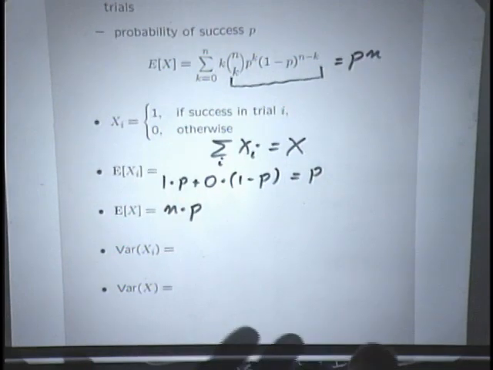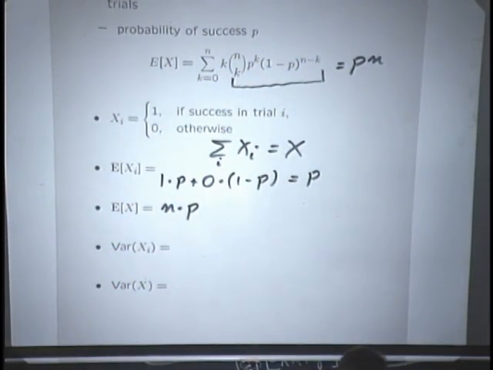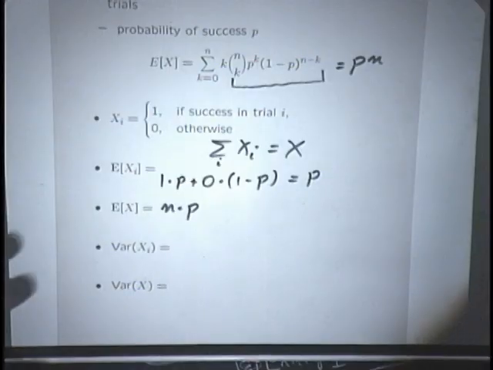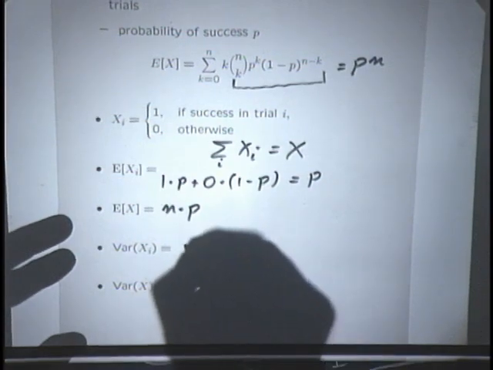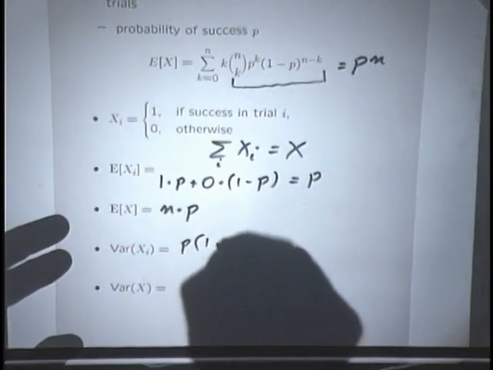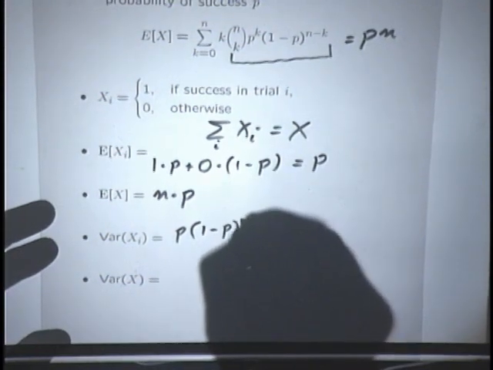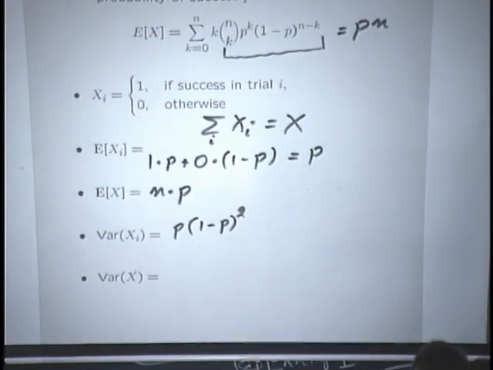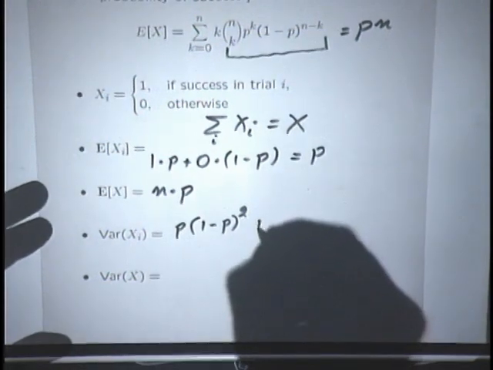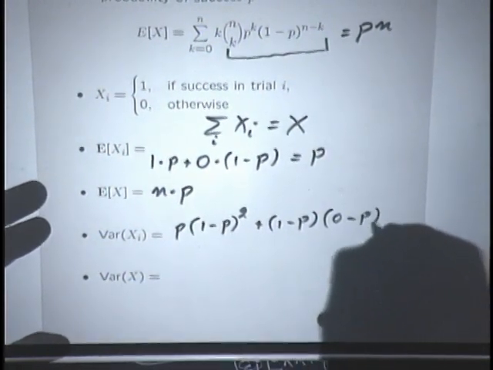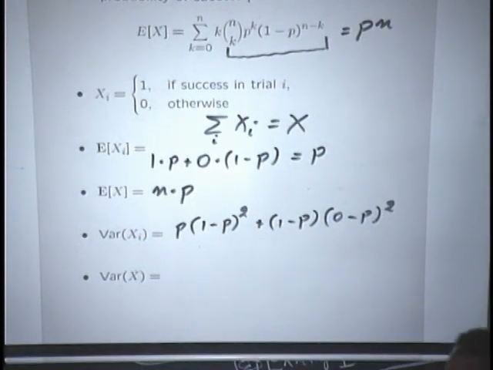Good. How about the variance of xi? Two ways to calculate it. One is by using directly the formula for the variance, which would be, let's see what it would be. With probability p, you get a 1. And in this case, you are so far from the mean, that's your squared distance from the mean. With probability 1 minus p, you get a 0, which is so far away from the mean. And then you can simplify that formula and get an answer.